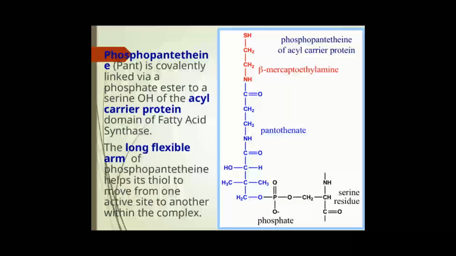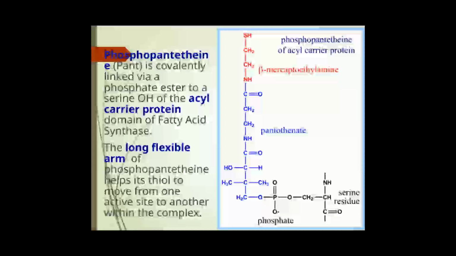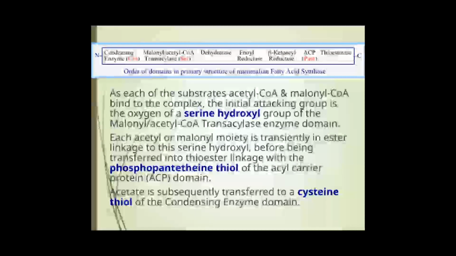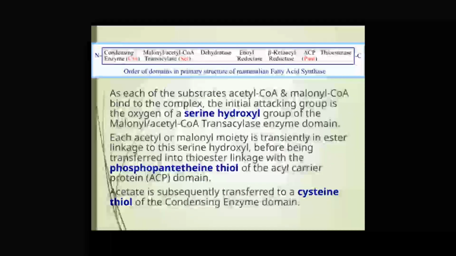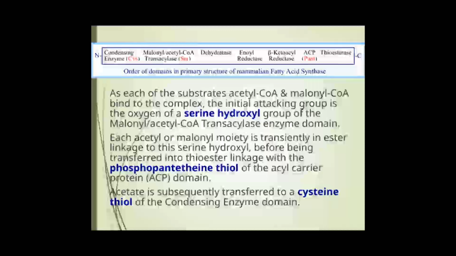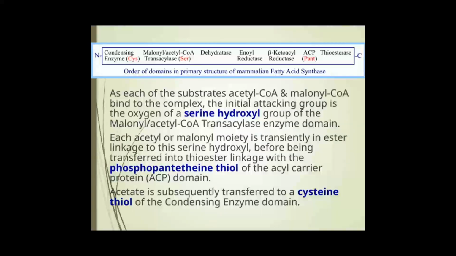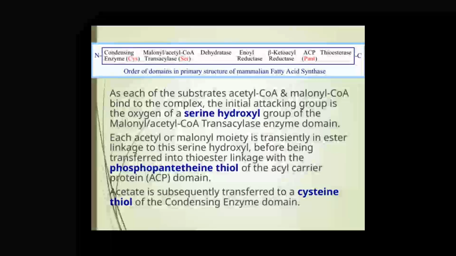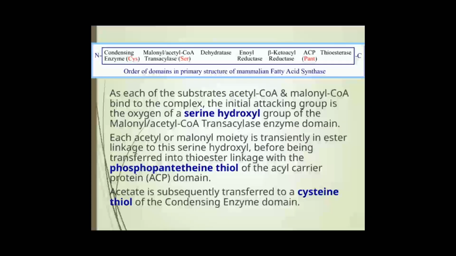As each of the substrates, acetyl-CoA and malonyl-CoA, binds to the complex, the first step involves the oxygen atom of a serine hydroxyl group within the malonyl/acetyl-CoA transacylase enzyme domain. This oxygen acts as the attacking group in the reaction. What happens next is quite interesting. Each acetyl or malonyl group temporarily forms an ester linkage with this serine hydroxyl. This is a crucial step because it essentially holds the substrate in place temporarily.